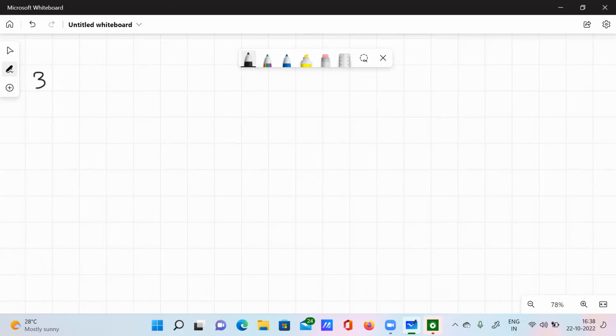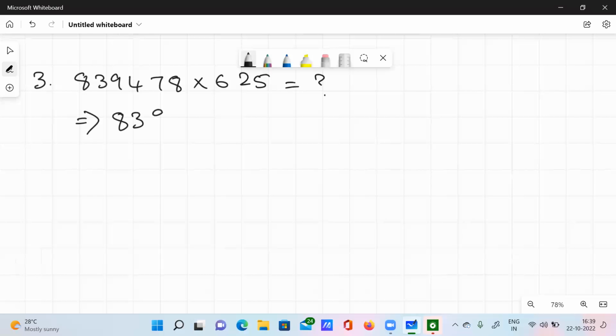This is 839478 into 625 is equal to how much? So this is one kind of problem. So how to do that? Instead of doing the traditional method, you can think in how many ways you can solve it. So how to write this entire statement? I can write it as 839478 into, you need to think, how can you write 625, right? How can you write 625?